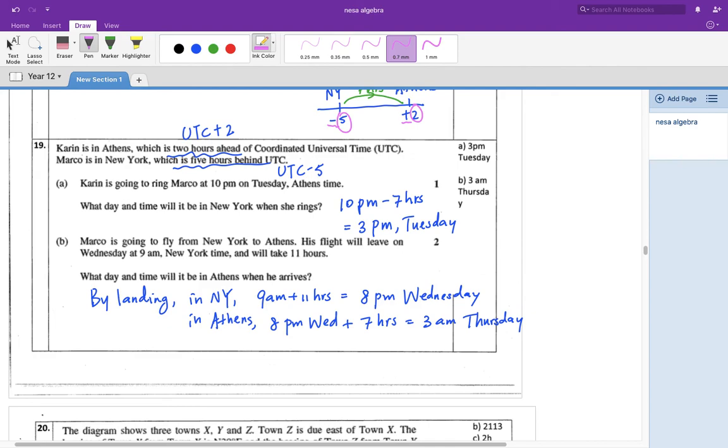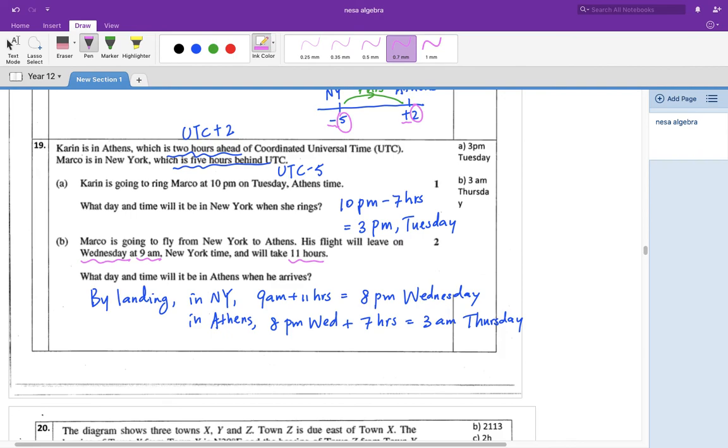Whenever you do flight time questions, you need to work out a time in one location first and then add the time difference to it. So for my working out, I chose New York to be the fixed location. I first do, okay, I know it departed at 9 a.m. on Wednesday, and don't forget to always include the day as well, and it will take 11 hours. So finding out what time it will be in New York 11 hours after, because no matter how long the flight takes, or no matter how much the time difference is, in the same city the time is constant, right? It just keeps passing on.